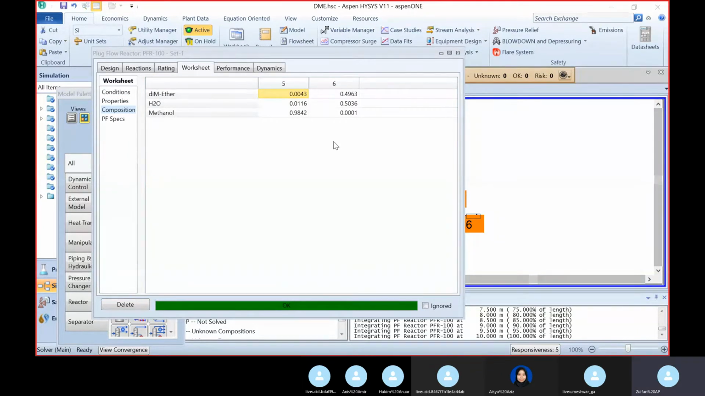In our case, the methanol reacts almost completely, right? Yeah. Okay, from 0.98 to almost 0. But in the stream table, if you calculate that, the methanol only reacts for roughly 80%. So 20% of the methanol is not reacted.